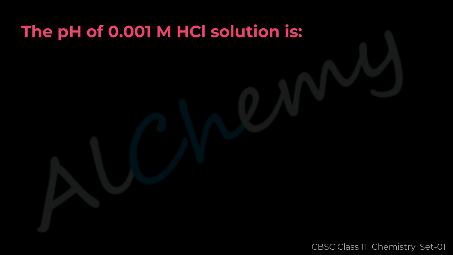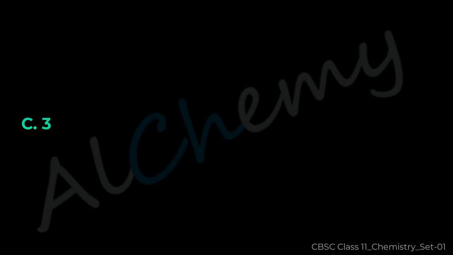The correct answer is D. Enthalpy change. Question 32. The pH of 0.001 M HCl solution is A. 1, B. 2, C. 3, D. 4. The correct answer is C, 3.